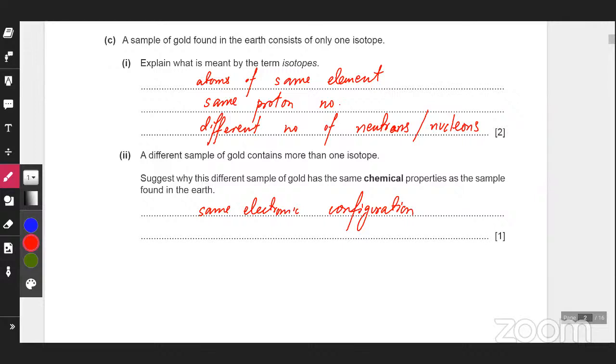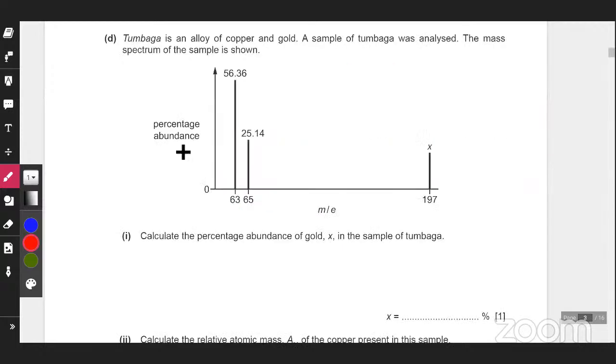Now, the next question is this one. There's an alloy of copper and gold. A sample of this alloy is analyzed, and the mass spectrum of the sample is shown. This shows the relative masses of all the isotopes.